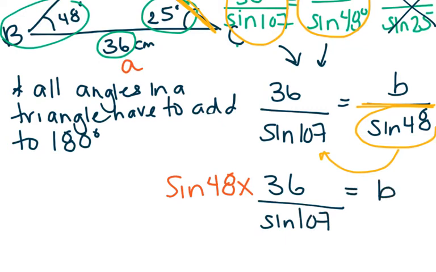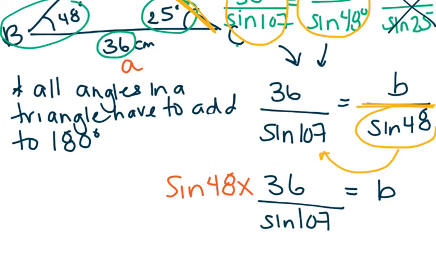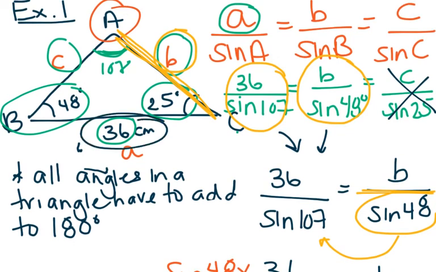All you're going to put into your calculator is sine 48 times 36 divided by sine 107. You don't need to use brackets if you don't want to. Once you put that into the calculator, you're going to find, to two decimal places, that b equals 27.98 centimeters. And if we look back up at our triangle, if this side was 36 and this side is 37, that seems like a reasonable answer to us.